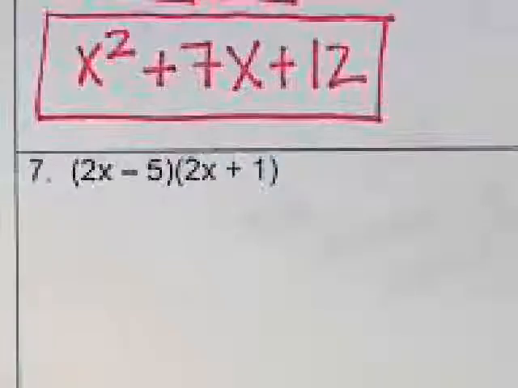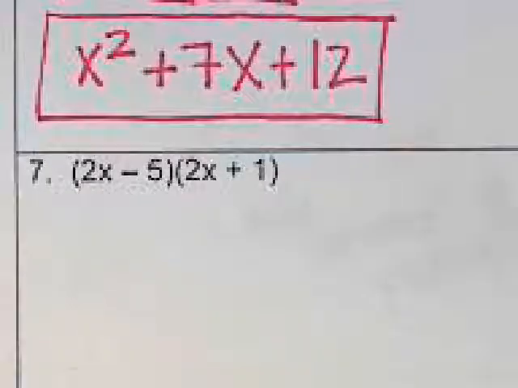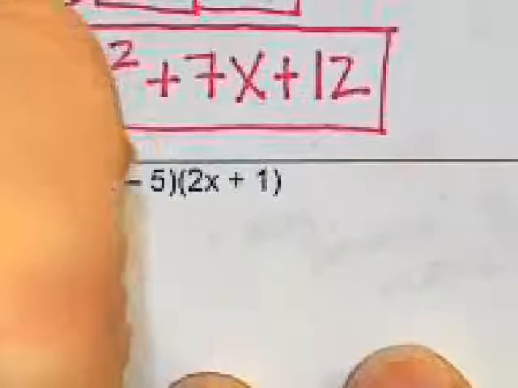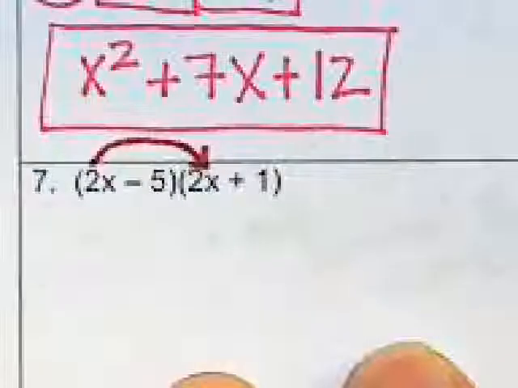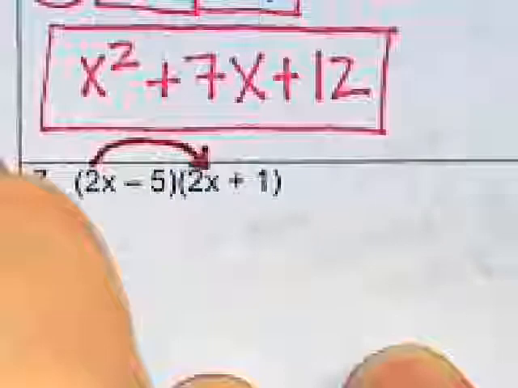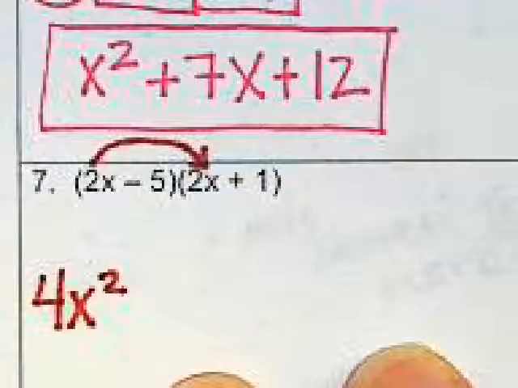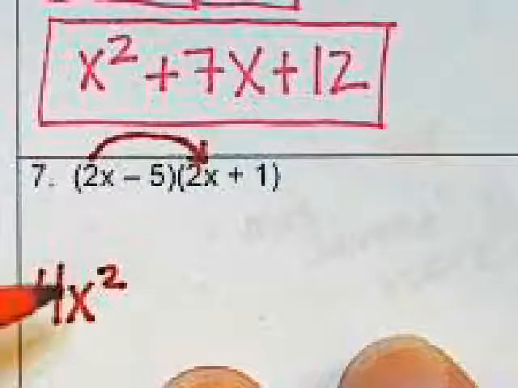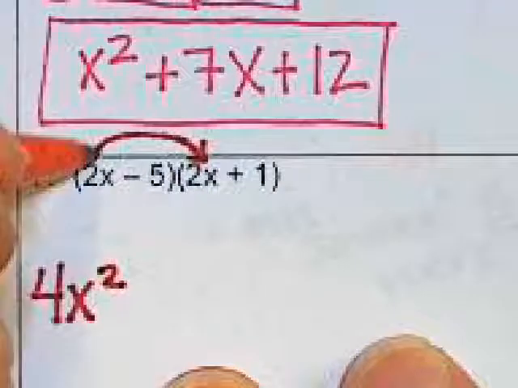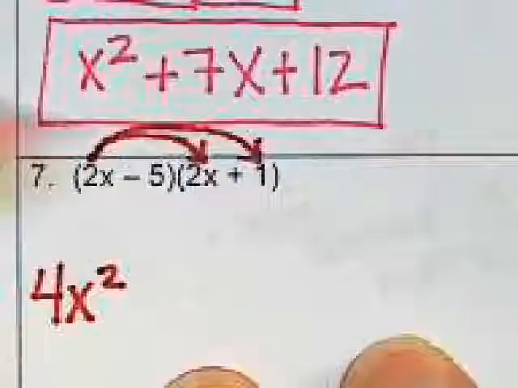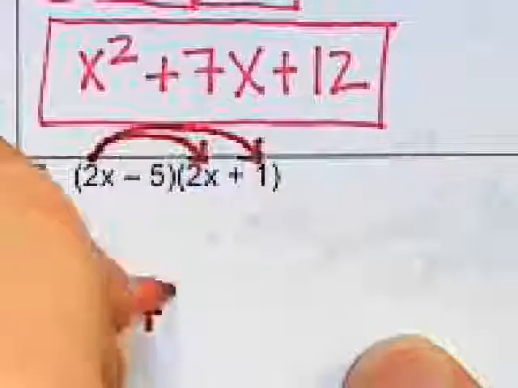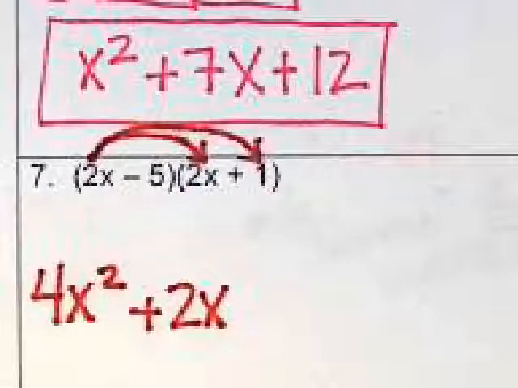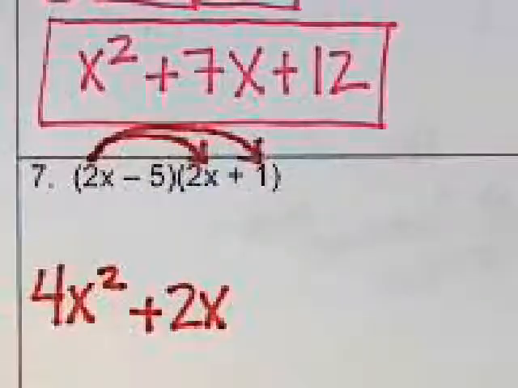One arrow, and then write the answer. One arrow, write the answer. Okay? So start with 2x. 2x times 2x gives me 4x squared. 2 times 2 is 4, and I have 2 x's, so I have to do x squared. Then 2x times 1 is positive 2x. Okay? Then we go underneath.